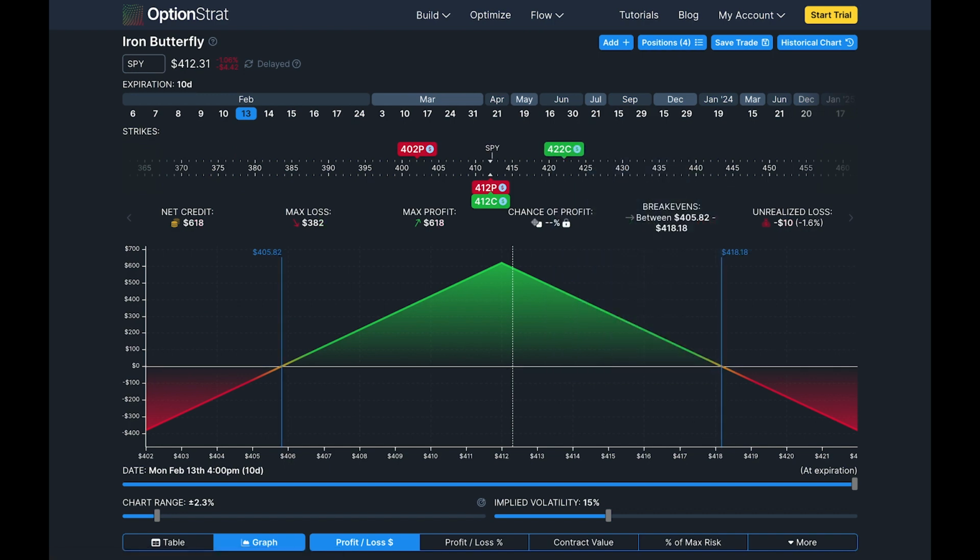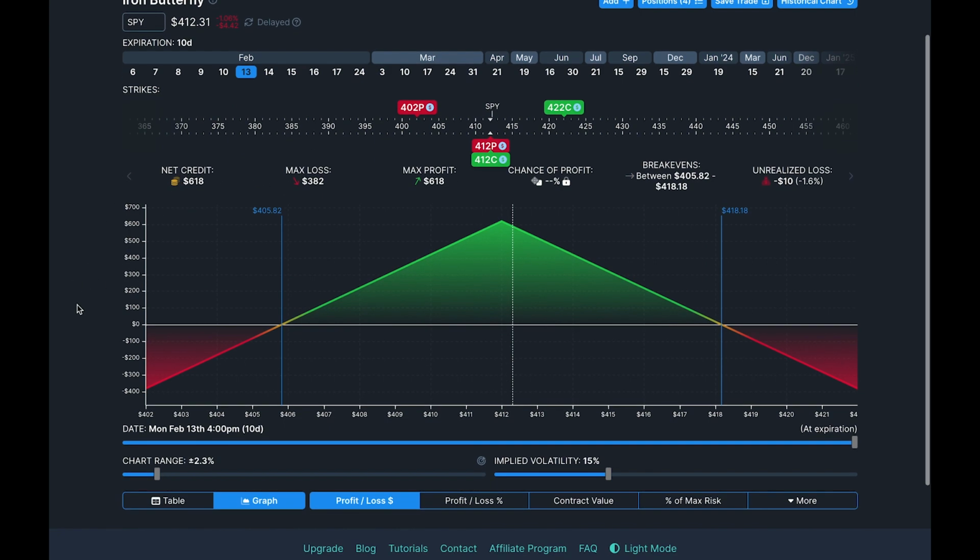All right, so you can see $118 would be our net credit, and then our max loss would be $382. Again, where they get this from is the collateral, which is $1,000, which is the width of one side of the iron fly, $1,000 minus our credit. So that'd be $382. So this is what it looks like if we zoom out.